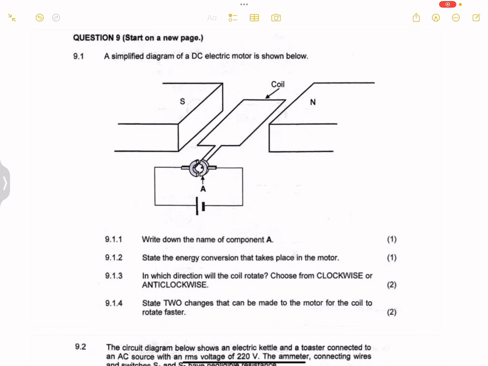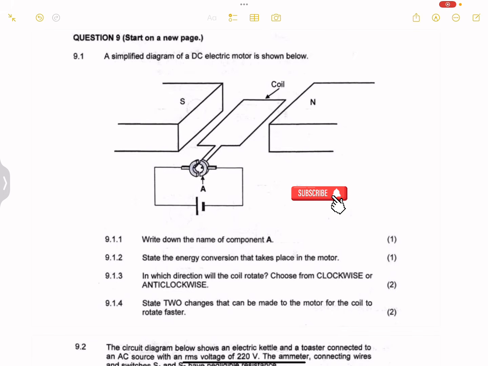So we've got a simplified diagram of a DC electric motor shown below. It's been a while since they've asked us about DC motors. They say write down the name of component A. Remember that component A is a split ring, or commutators. So you can write the split rings, or you can say commutators. They say state the energy conversion that takes place in this motor. We know that would be from electrical energy to mechanical energy.